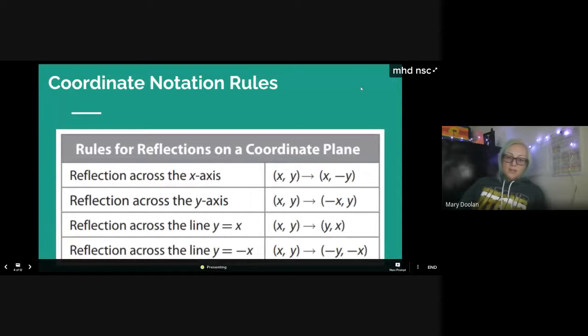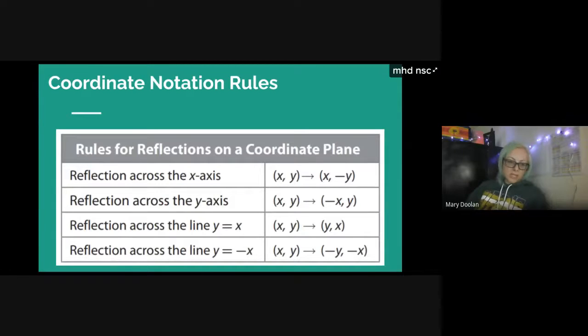Just like with translations, there's coordinate notation, okay? The coordinate notation that we had with translations, we didn't have parentheses. They were like the pointy parentheses, I guess you could call it. It's called component form. It represents vectors. So that's different than what I'm showing you here. These are not vectors. These are not pointy. They're regular parentheses. So there's notation rules.